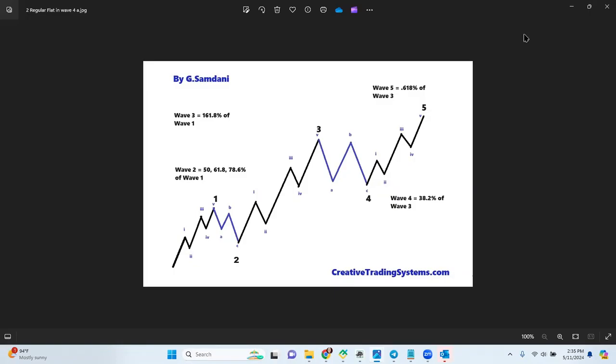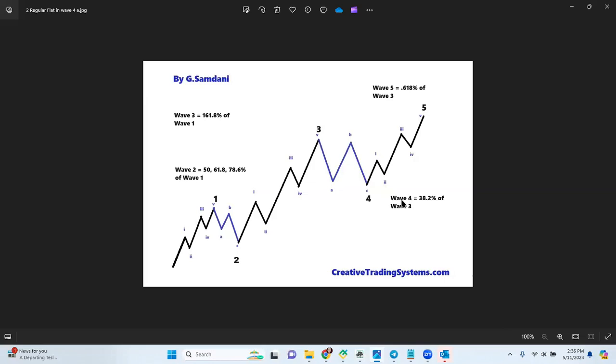Okay, so in the previous video, we were talking about flat correction, right? There are most commonly three different types of flat corrections that occur in wave 4 and sometimes in wave 2 as well. No, mostly in wave 4. Just like this one, you have wave 1, 2, 3, and this is wave 4.